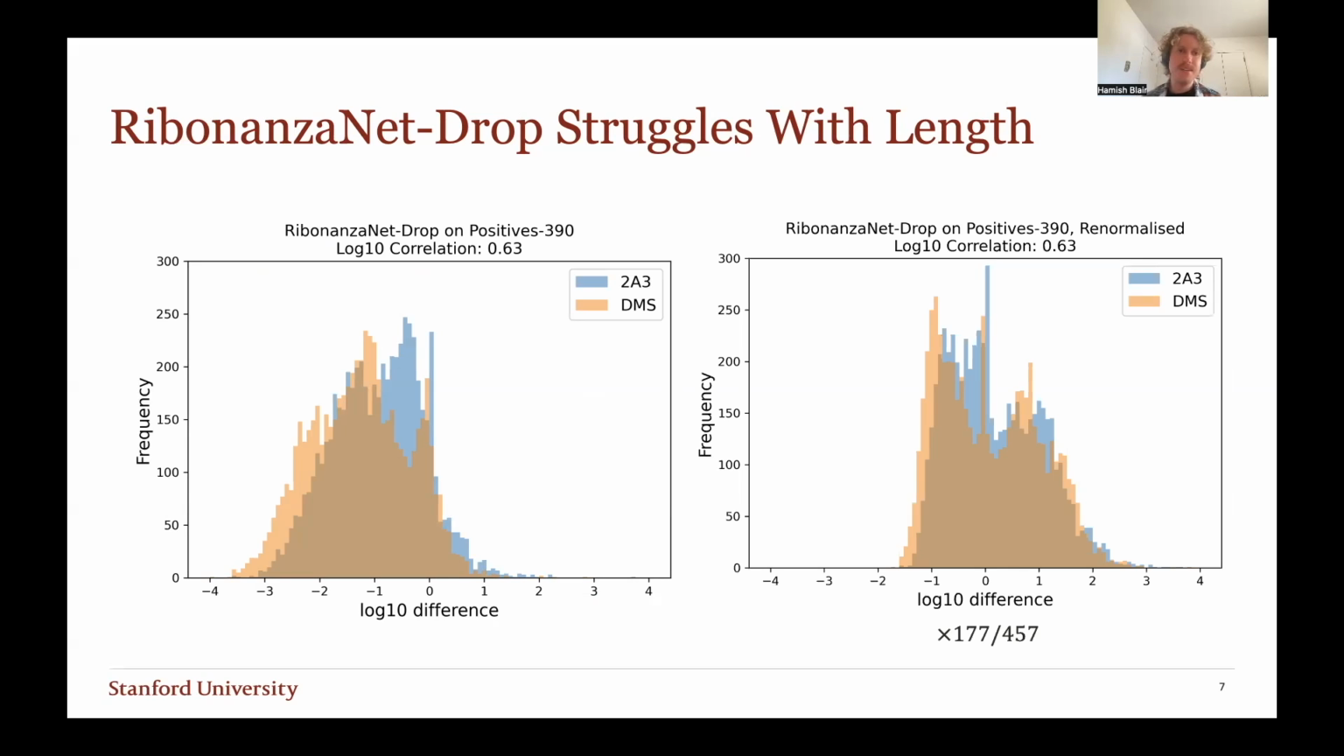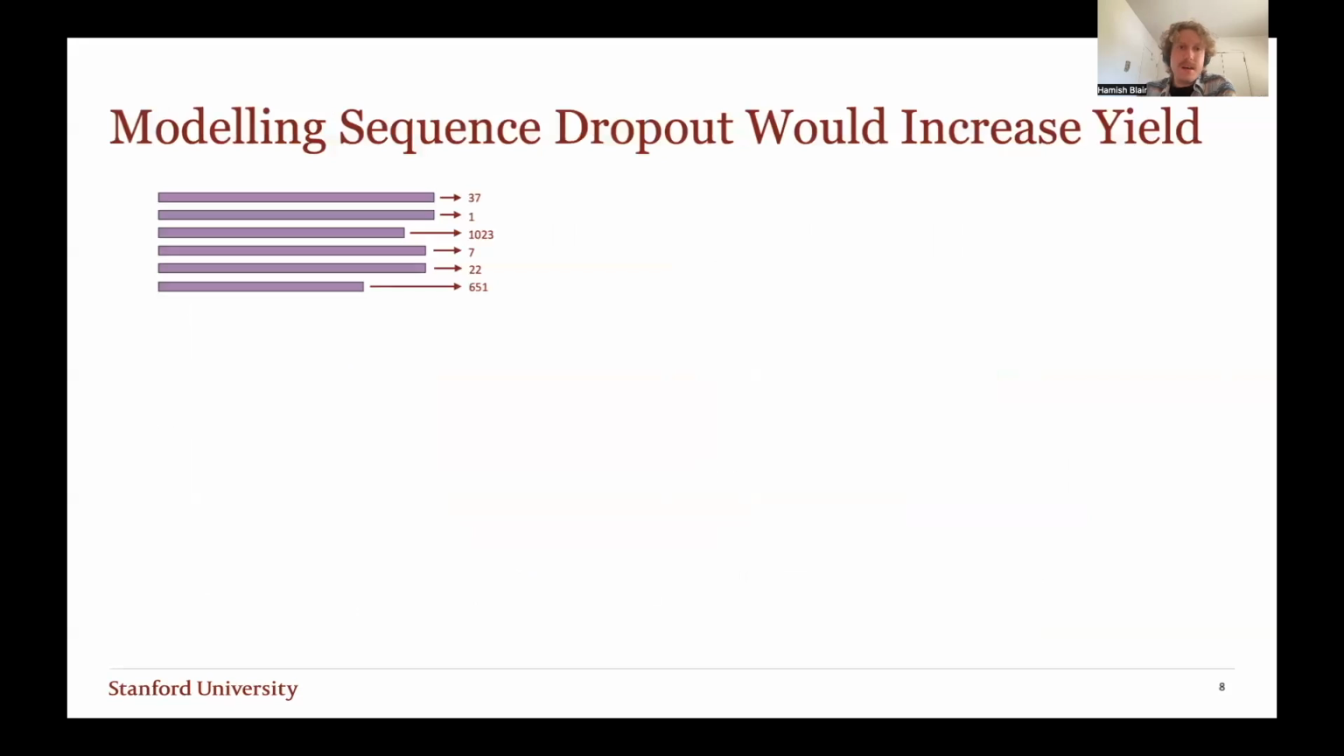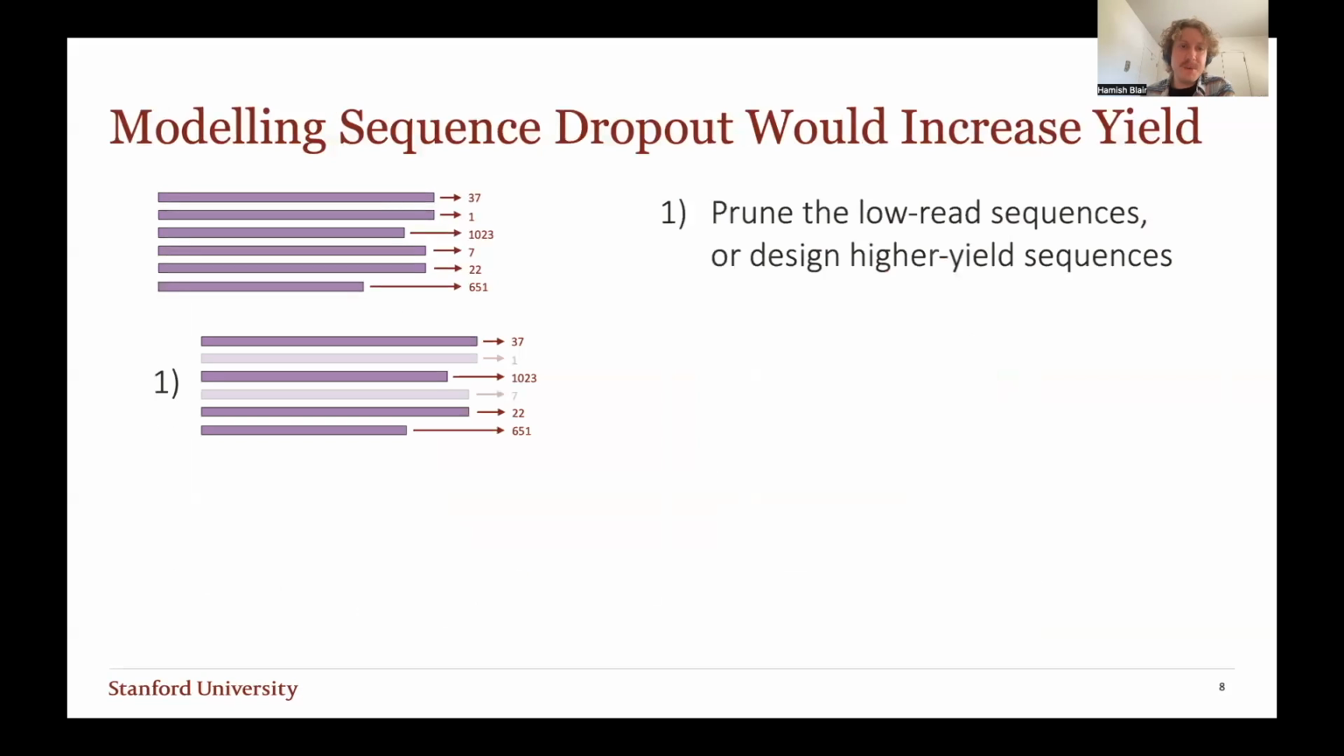Okay, so we have a model that can somewhat successfully predict which sequences are going to be useful to us for chemical mapping and which sequences are going to be useless to us. The next question is what we can do with it. So I've kind of alluded to this already, but the first thing we can do is we can look at our library and we can, before we do any experiments, pass the entire library through RibonazaNet-Drop, look at the predicted reads, and then take all the sequences with the read count below a certain threshold and just throw them out.